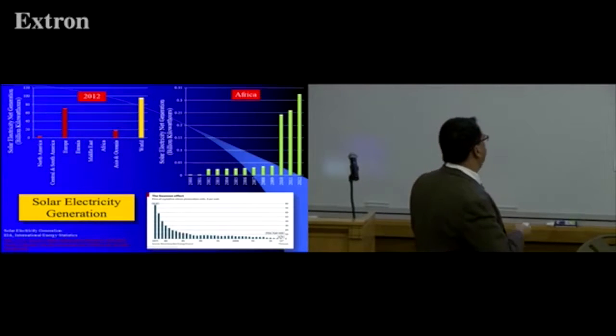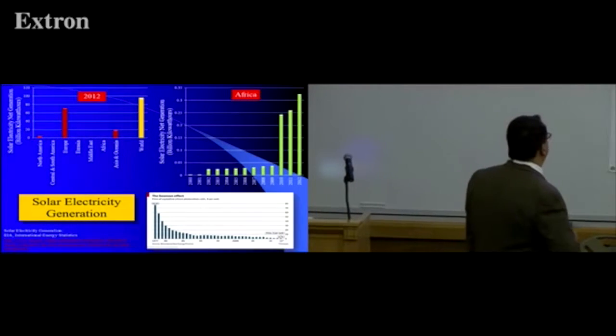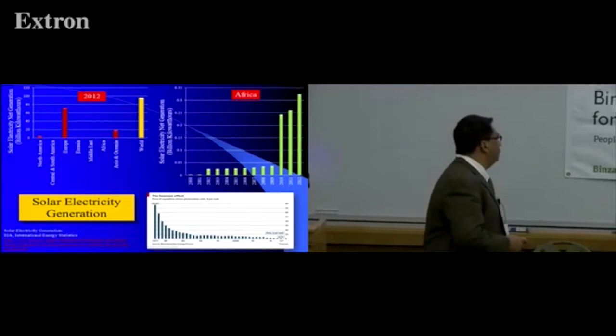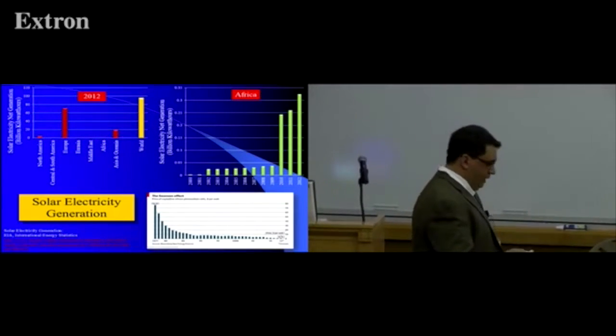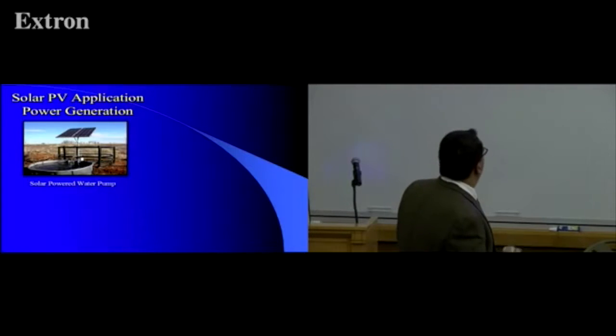So we started in the 70s at almost $80 per watt. Right now we're going close to 80 cents per watt. So that's a major drop in terms of cost. What can you use solar power for?